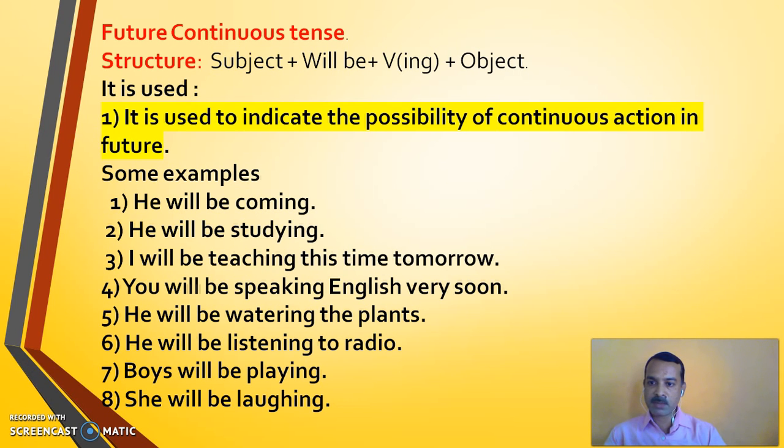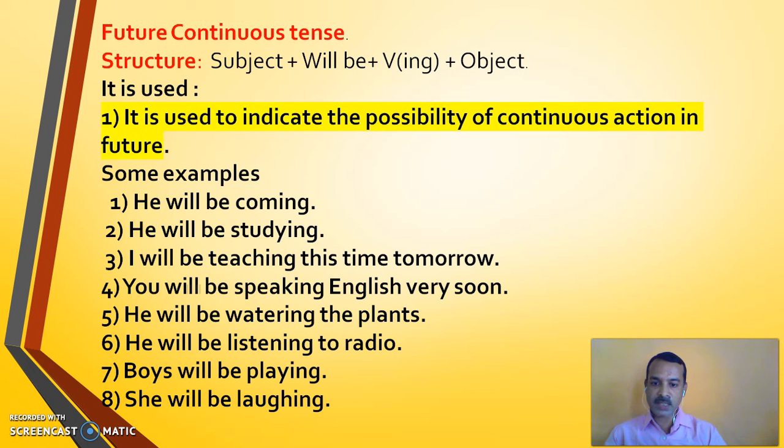Here some of the examples are, example number 1, he will be coming. He will be coming. तो येत असेल. He will be studying. तो अभ्यास करत असेल. I will be teaching this time tomorrow. उद्या ह्या वेळेला मी शिकवत असेन. You will be speaking English very soon. तुला लवकरच इंग्लिश बोलता येत असेल. You will be watering the plants. तू झाडांना पाणी घालत असशील.